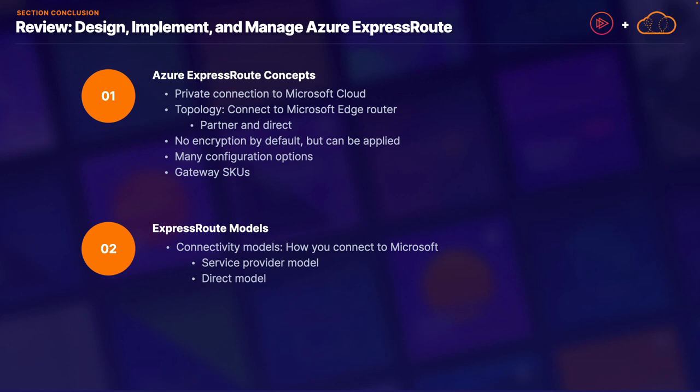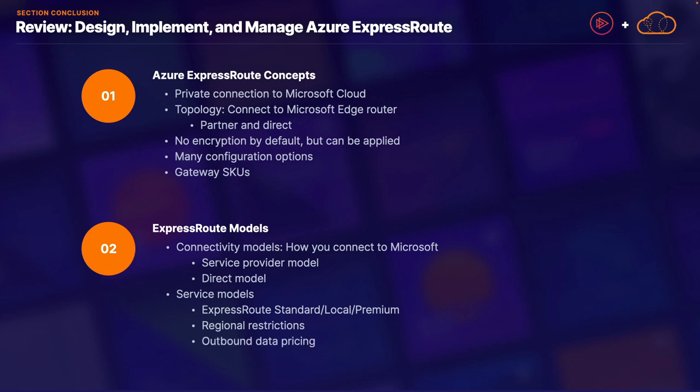We also covered the different service models, or in other words, the ExpressRoute circuit SKUs, which include ExpressRoute Standard, Local, and Premium. We also covered the main differences between those 3 SKUs, which include different regional restrictions and outbound data pricing, specifically the Local SKU has unlimited inbound and outbound pricing by default. Keep in mind, though, you can also choose the unlimited tier for Standard and Premium for an additional charge. And we also covered additional perks, specifically the Global Reach feature, which is a feature of the Premium SKU.